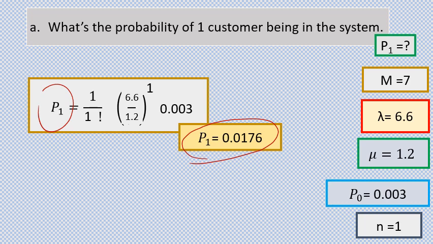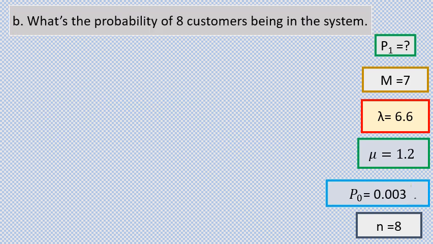Now these numbers might be a little bit off because I calculated them using last year's table, which was a little bit different, but it shouldn't be that much different. So we get a probability of one customer equal to almost 1.8%.